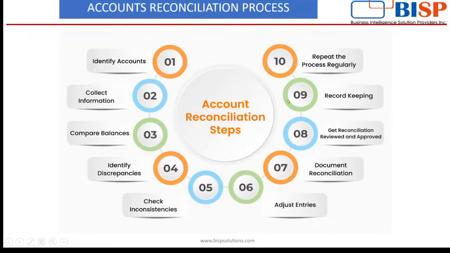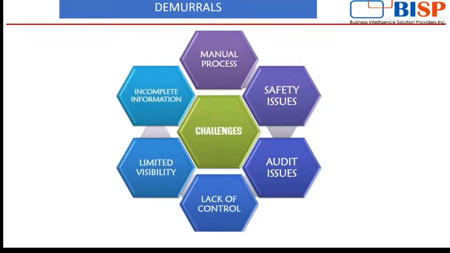The next step is to record this transaction. You have to keep a reconciled report and records for future reference and audit purposes. Then the last step is to repeat this process regularly. You can go monthly or quarterly as per your choice, but repeat the process so that consistency continues. Before doing all these things in ARCS, in your ERP or spreadsheet, there are certain challenges. The first and biggest challenge is the manual process.